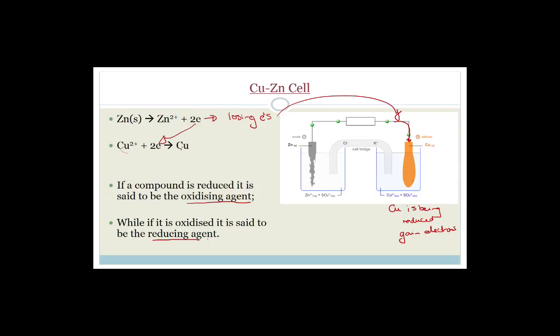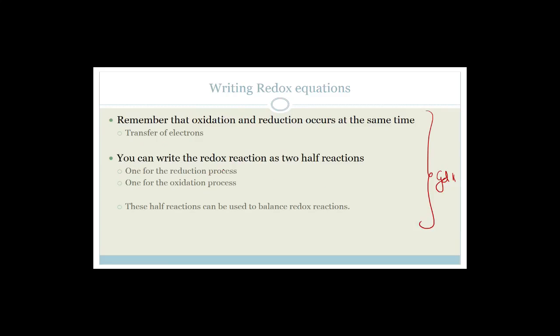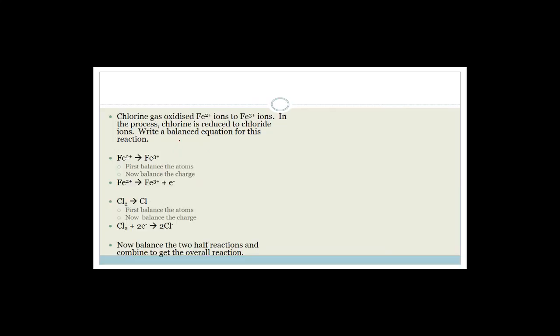See, look how the copper is getting fatter and fatter. That's because it is taking the two electrons, joining it with the copper 2 plus ion to form copper. So you can write the redox as two half reactions, and these half reactions can be used to balance the redox reactions. So let's look at an example.